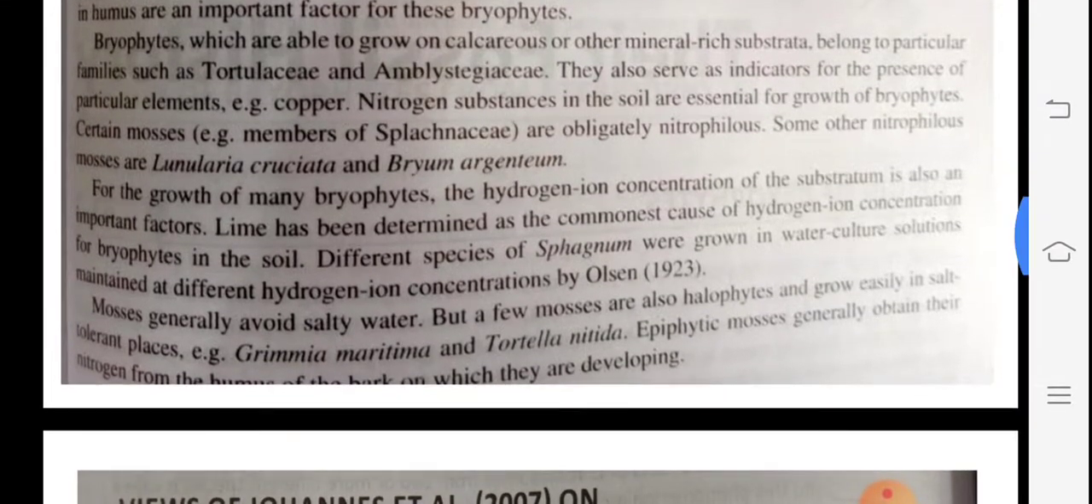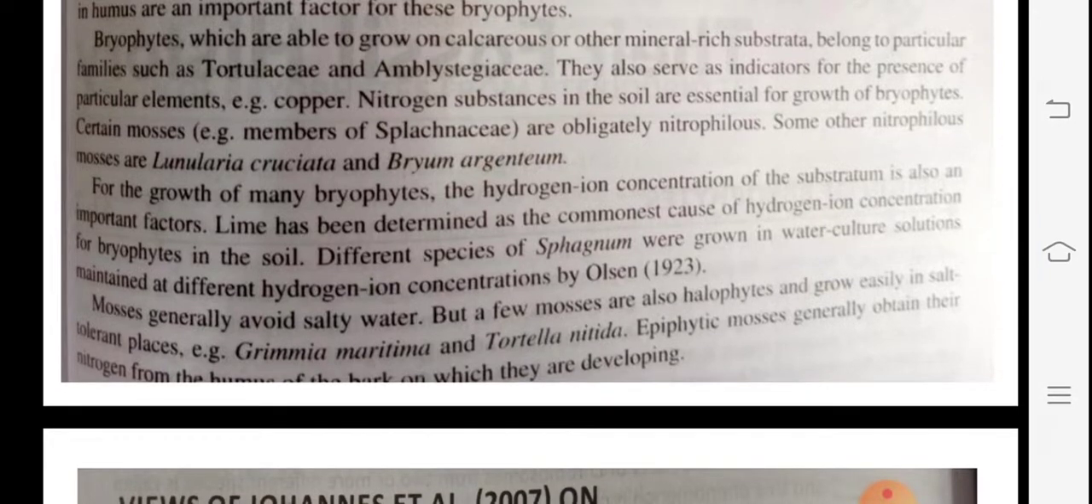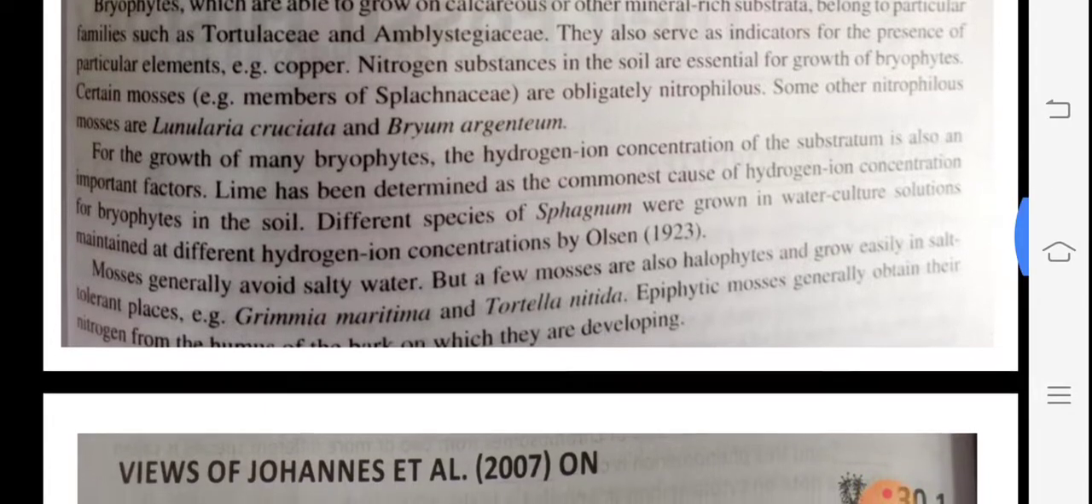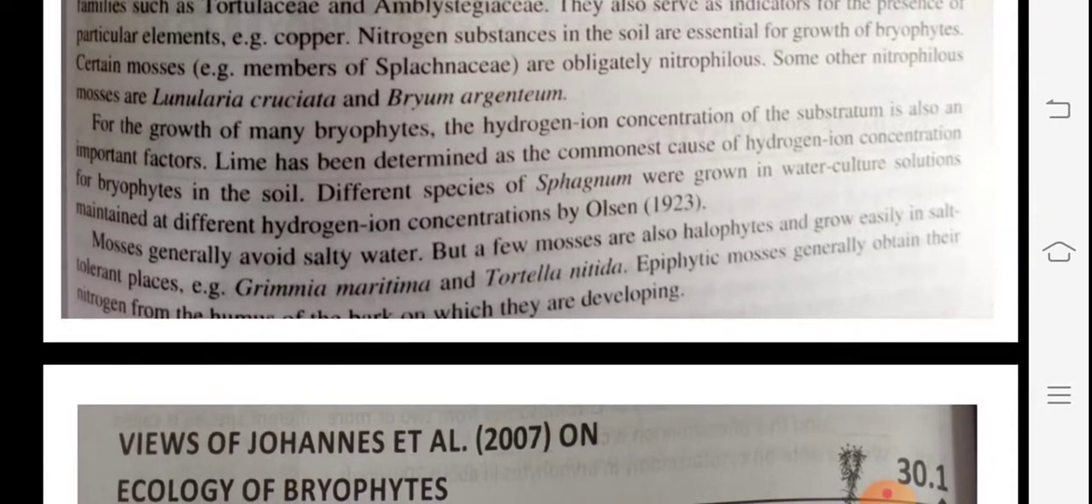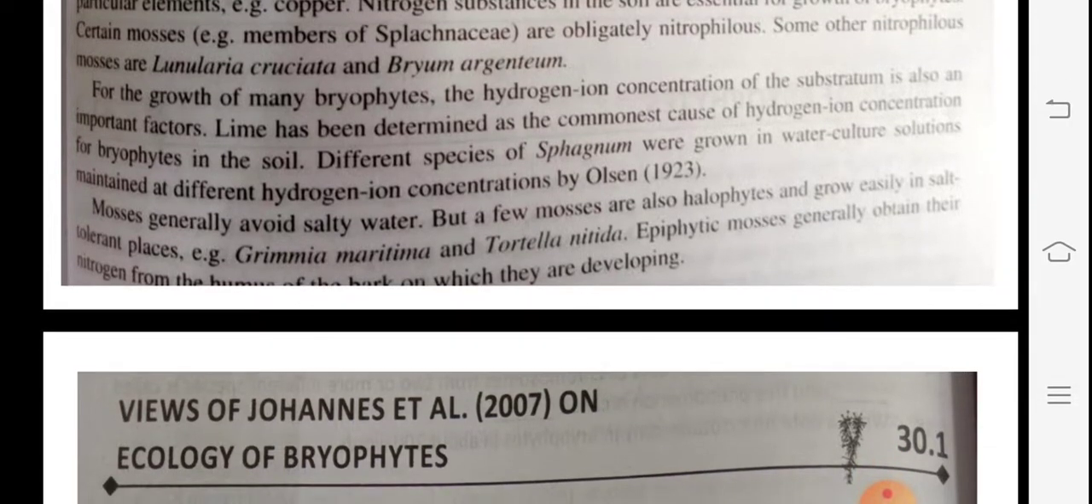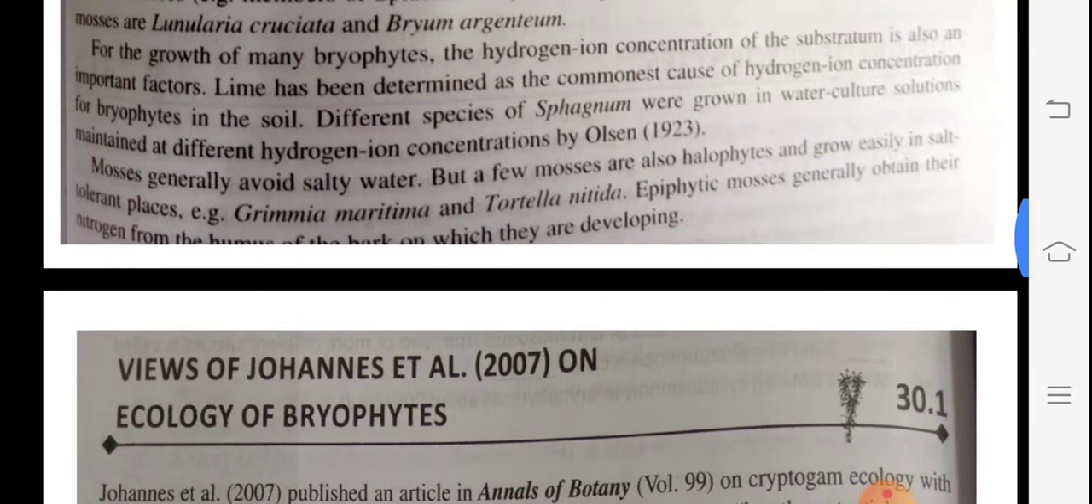Secondly, calcareous soils are rich in calcium carbonate, and this type of soil shows the presence of some members like Pottiaceae and Amblystegiaceae. Then in some regions there are indicator plants. Where copper is present, members of the Splachnaceae are found, commonly where nitrogen and copper content is more. A good nitrophilous example is Lunularia cruciata. Lunularia is commonly seen at Ooty, the Himalayan region, or Mount Abu. It has crescent shaped gemma cups, half moon shaped, right? Already we have seen some photographs.